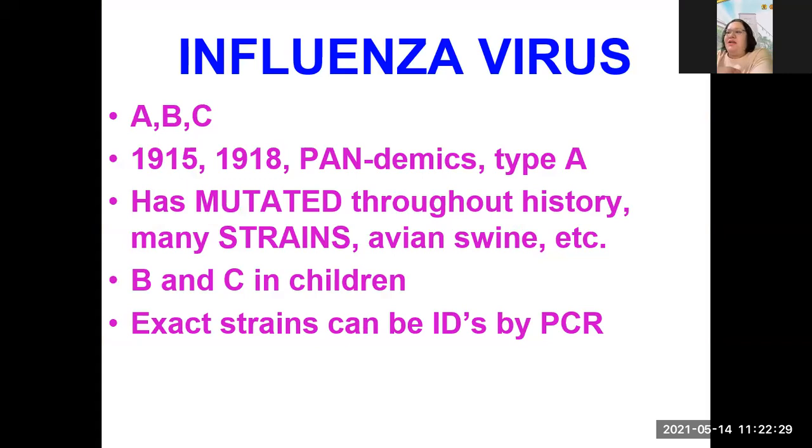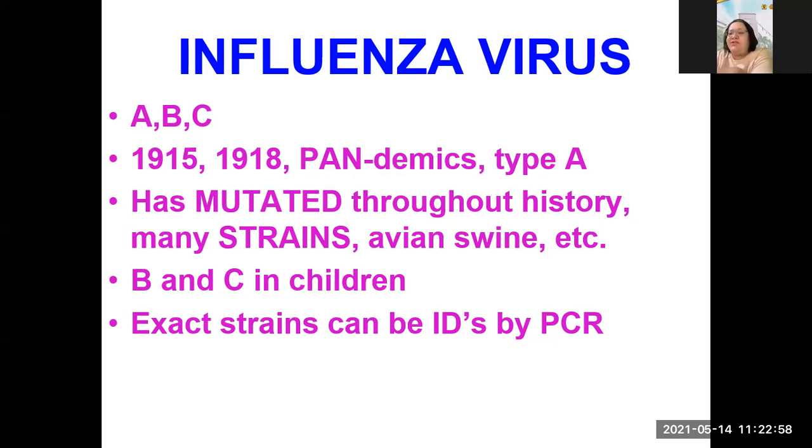So let's talk about the influenza virus A, B, and C. It caused an earlier pandemic. We are having the SARS-CoV-2 pandemic right now. But 100 years ago, 1915, 1918, there was a pandemic and it was caused by the influenza virus. It has mutated throughout history.